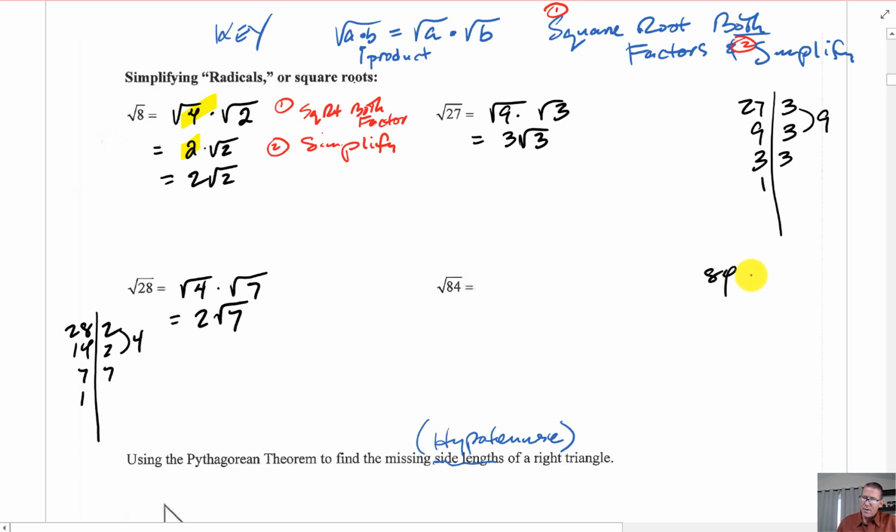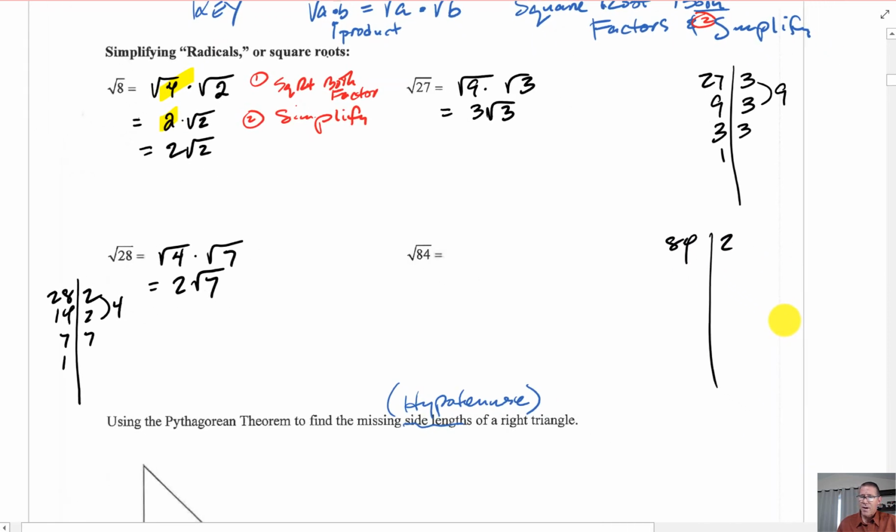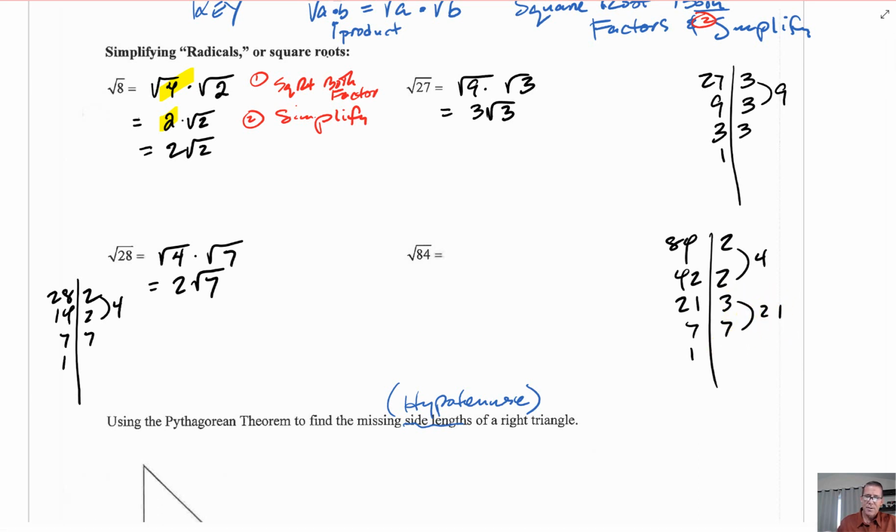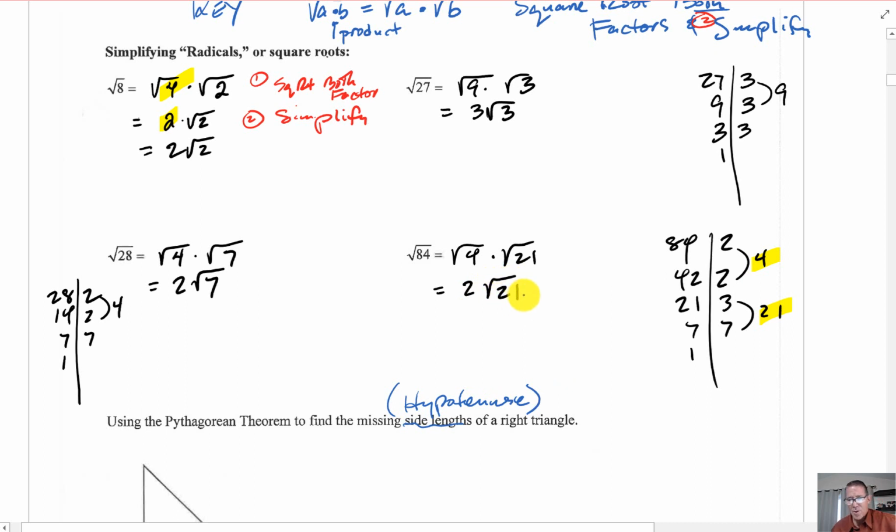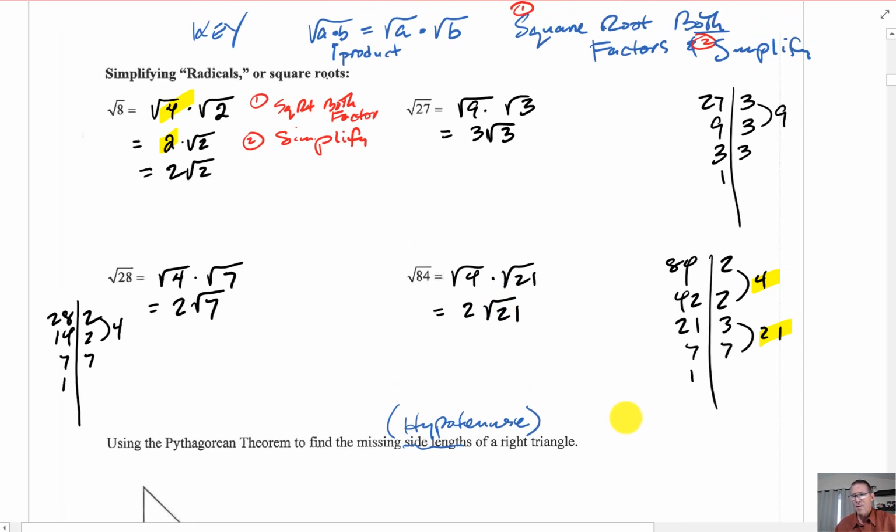Now, when the numbers get bigger, you might want to factor, and you look for squares. So 84 divided by 2 is 42, divided by 2 is 21, divided by 3, because it's odd, it's divisible by 3, not 2, is 7, divided by 7 is 1. So I see a square here of 4. 3 times 7 is 21, so there are the factors. So 4 times 21 is 84. So you take the square root of 4 times the square root of 21, which gives you 2 rad 21. So you square root both factors and you simplify every single time.